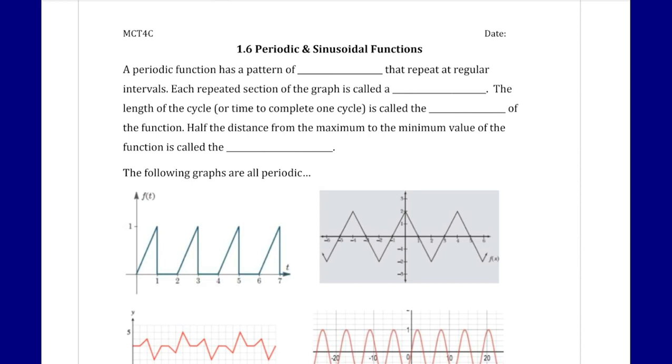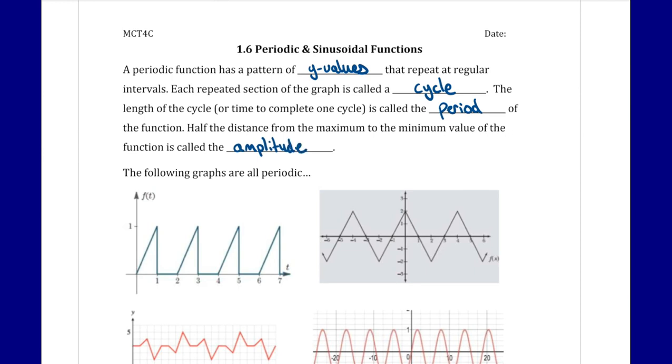Just to refresh ourselves, a periodic function has a pattern of y values that repeat at regular intervals. Each repeated section of a graph is called a cycle, and the length of a cycle, or the time it takes to complete one cycle, is called the period of the function. Half the distance from the maximum to the minimum of this function is called the amplitude.